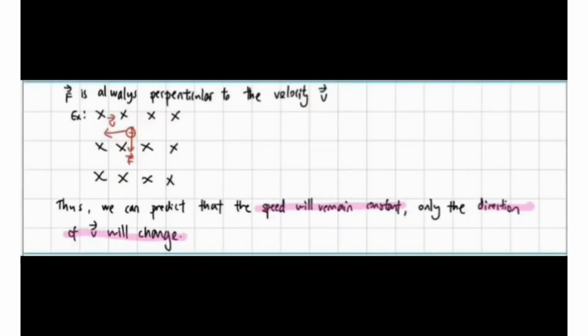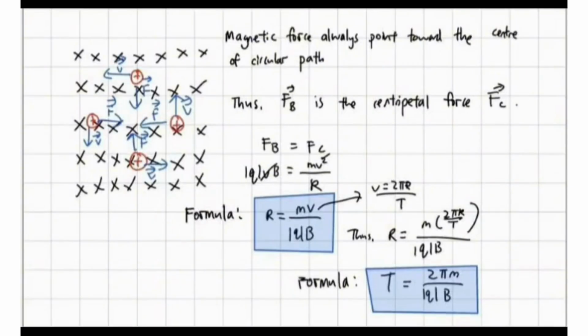As F is always perpendicular to the velocity, we can predict that the speed will remain constant, only the direction of the velocity will change. Also, we need to note that the magnetic force always points toward the center of the circular path. Therefore, the magnetic force will equal the centripetal force. And here is the derivation of the formula.